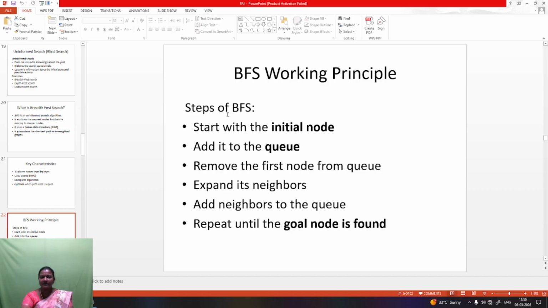Here the steps are: start with the initial node or parent node. Then after visiting the initial node, add the node to the queue. Then remove the first node from the queue and expand its neighbors. Here neighbors means children of the starting node. Here we visit the nodes breadthwise only. Then after completing the visit of the neighbor nodes, add the neighbors to the queue. We repeat this process until the goal node is found.